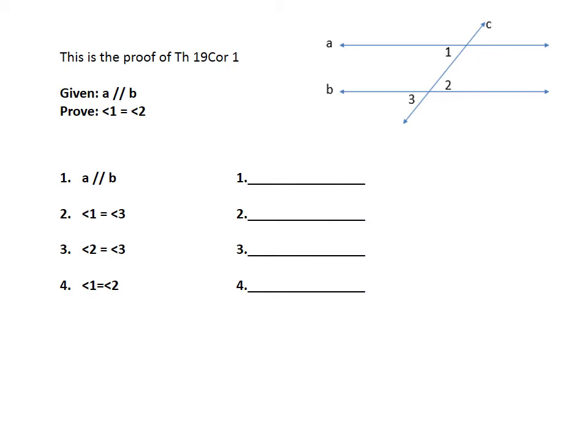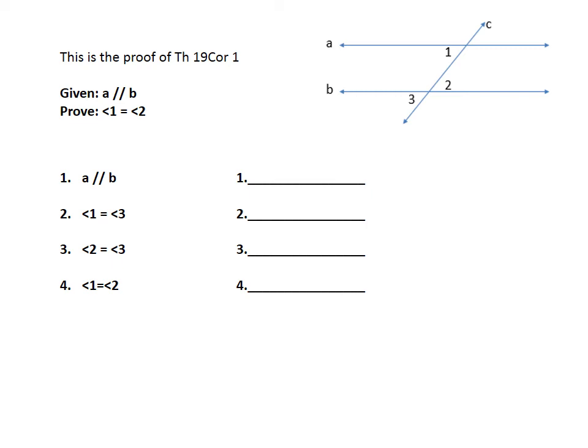Step 1, how do you know they're parallel? Well, that's given. Step number 2, how is angle 1 equal to angle 3? Well, those are corresponding angles, so that would be definition of corresponding angles. Number 3, angle 2 is equal to angle 3. Well, those are vertical angles, so you would use the vertical angle theorem, Theorem 6.